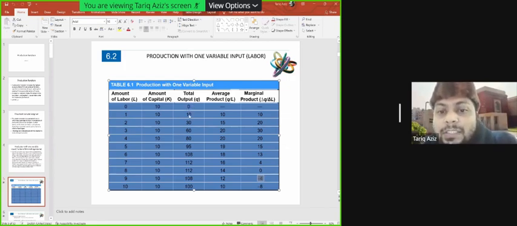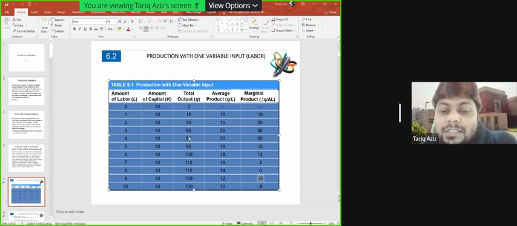So initially the total output is increasing at an increasing rate. You might observe that the total output has increased from 10 to 30. So 10 to 30, this increase is actually 3 times. Then when it increased from 30 to 60, this increase is actually 2 times. So first it increased by 3 times, then 2 times, then less than 2 times from 60 to 80.